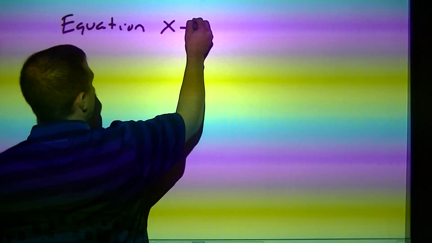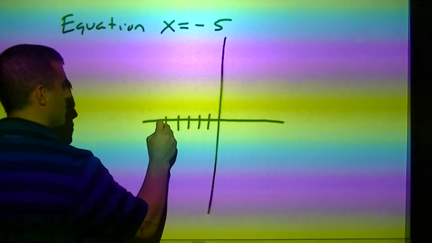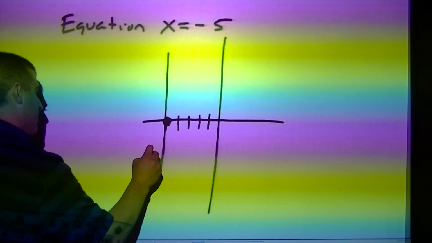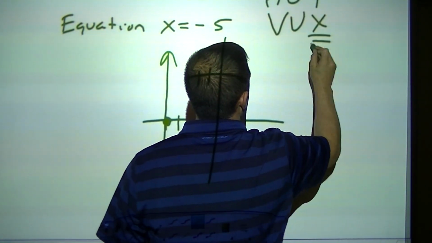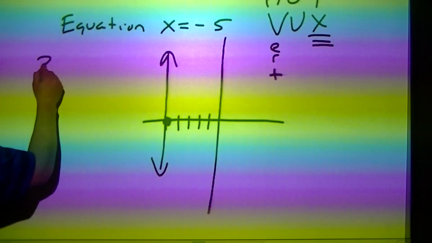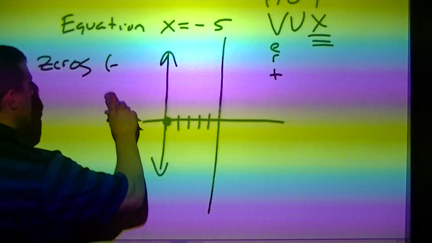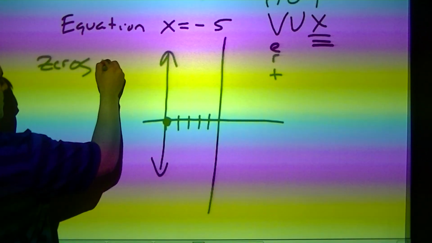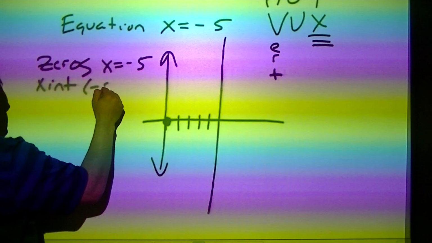Okay? And I'm going to do a couple more of these just to make sure we understand. Let's say my equation is x equals -5. Okay, well, how do I graph that? Well, -5 over and a vertical line. Remember, if it's x equals, that's vertical. Okay, y equals, it's horizontal. Okay, zeros. Clearly crosses at -5, 0. So that's going to be x equals -5. Okay, my x-intercept is also going to be -5, 0.